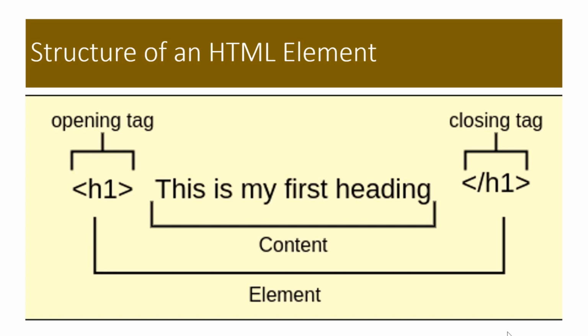Most people forget to close the tag or element. Because of that, the result does not come out appropriately as they want to see. Content is nothing but the text we are writing in the middle of the opening tag and closing tag. When we combine all together, the opening tag, content and closing tag, the combination of all these three is called an element.